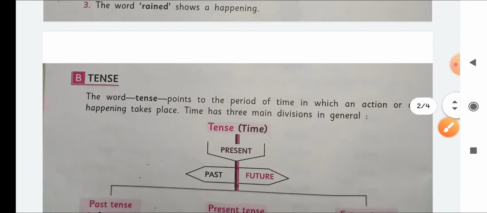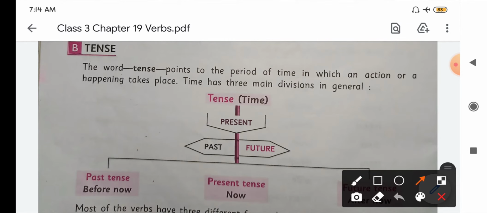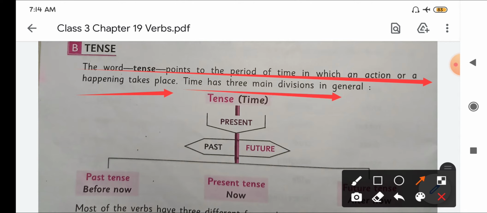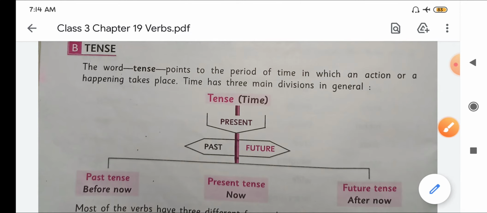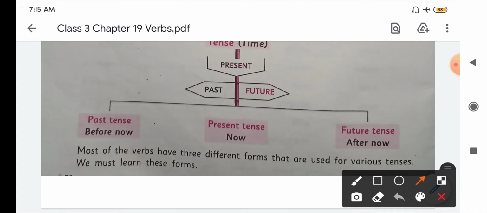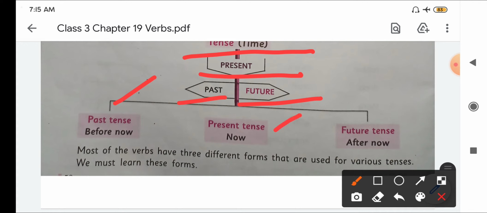Okay, likewise, now we'll see the tense. The word tense points to the period of time in which an action or a happening takes place. Time has three main divisions in general. So you can see here, first one is tense, that is time: present tense, past tense, and future tense. Past tense is before now, present tense is now, and future tense is after now.